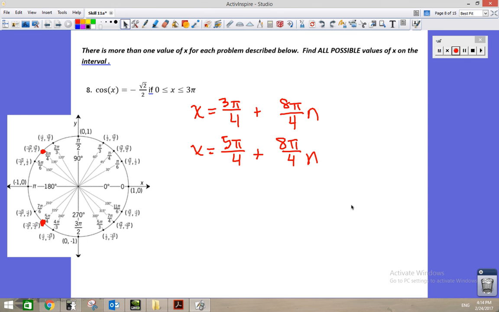If we let n be a negative value, then these are like negative 1. Negative 8 plus 3 is a negative number, and that's smaller than 0. Negative 8 plus 5 is negative, and that's smaller than 0. So I know that n is not going to be negative. I will find solutions to this equation, but by letting n be negative, they're going to be smaller than 0. So let's start with n equals 1.